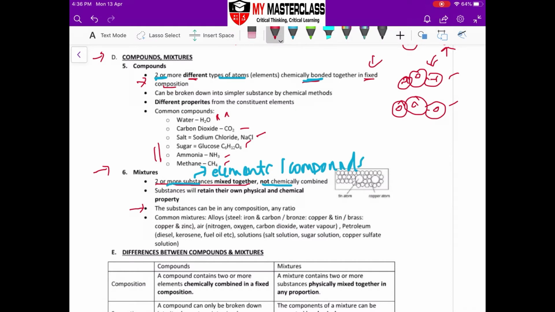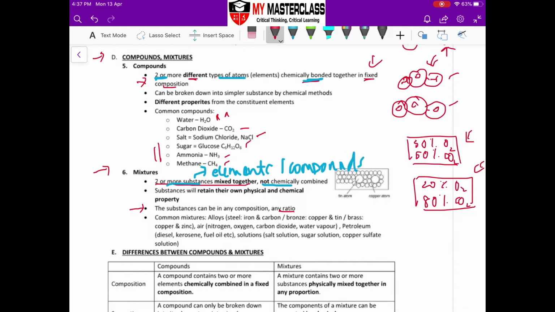Means that, for example, if I have a box and inside this box I have 50% oxygen and then I have 50% carbon dioxide. Inside this box is a mixture. If I have another box, I have 20% oxygen, 80% carbon dioxide. This is still a mixture. So the percentage or the composition can be in any ratio. Okay?